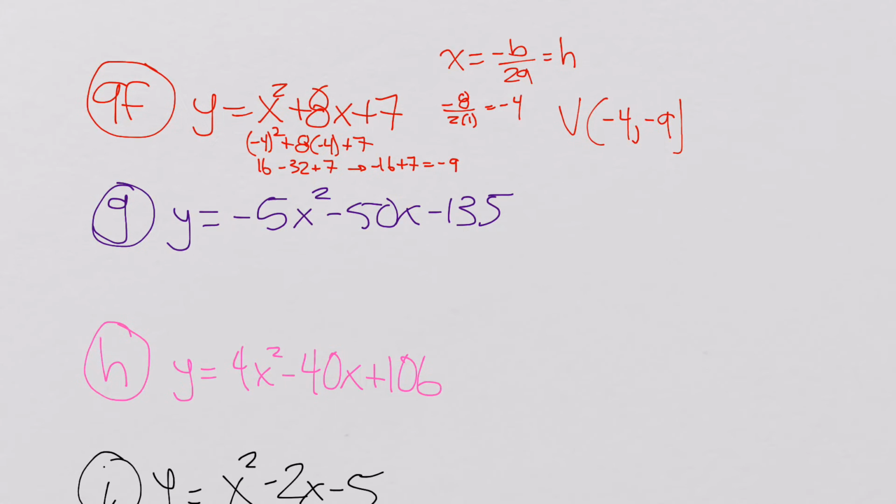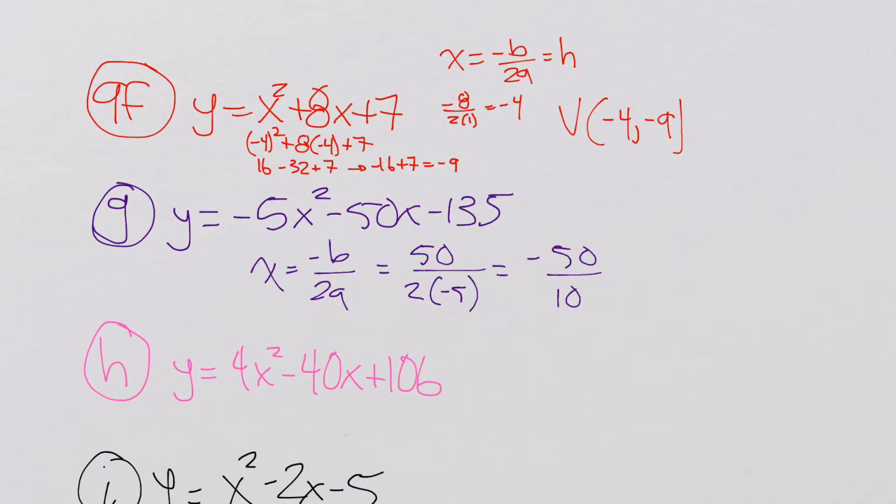But let's look at another one right here. Again, for G, I'm going to use that x equals negative b over 2a. You could also complete the square to find the vertex. So let's plug in negative b. Well, b is negative 50, so negative b is positive 50 divided by 2 times a, which is negative 5. So I have negative 50 over 10, which means I have negative 5 as the x value of my vertex.